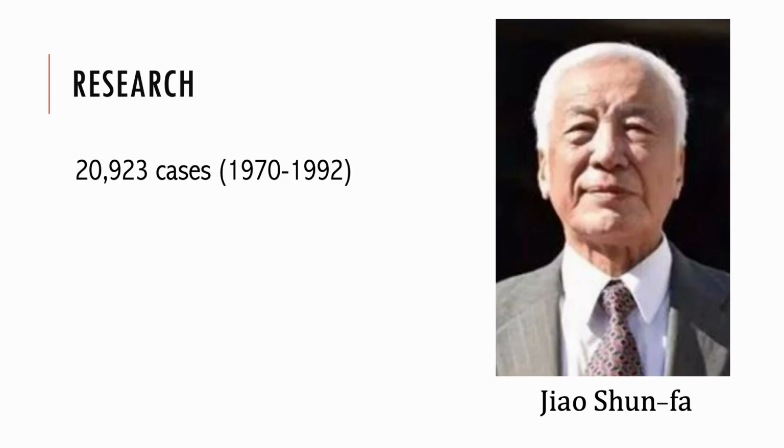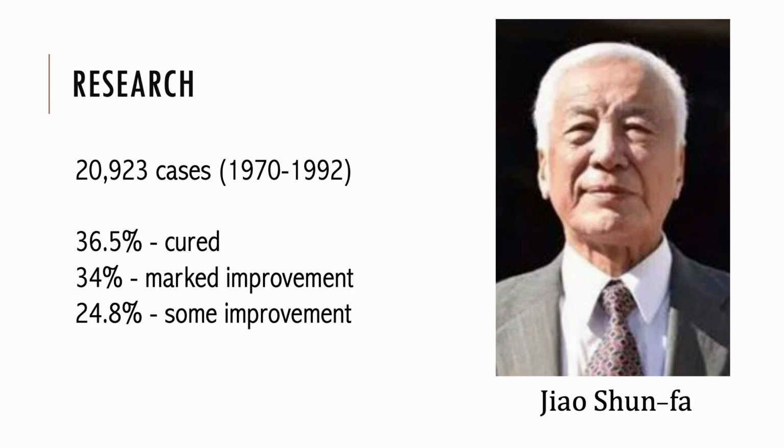There are considerable clinical studies and experimental research showing the excellent results obtained from scalp acupuncture on paralysis due to stroke. Jiao Xunfa, the founder of scalp acupuncture, collected and analyzed 20,923 cases of paralysis caused by stroke from 1970 to 1992. After treatment on the motor area of the scalp, 7,637 cases were cured, or 36.5%. 7,117 cases showed marked improvement, 34%, and 5,196 cases showed some improvement, 24.8%, yielding a total effective rate of 95.13%.